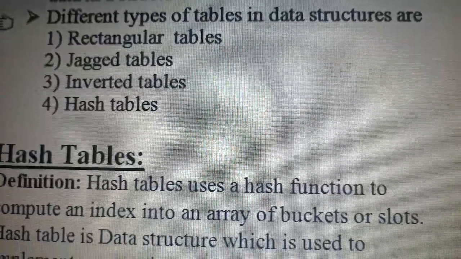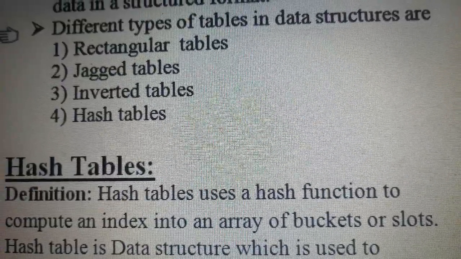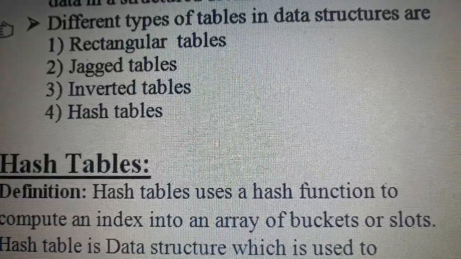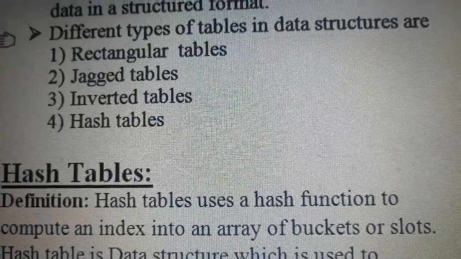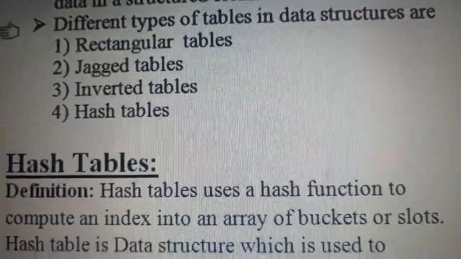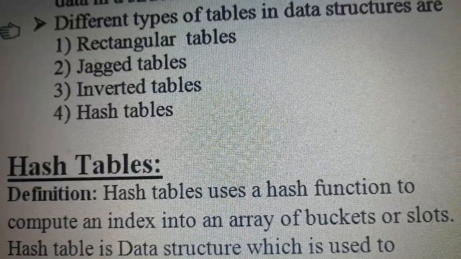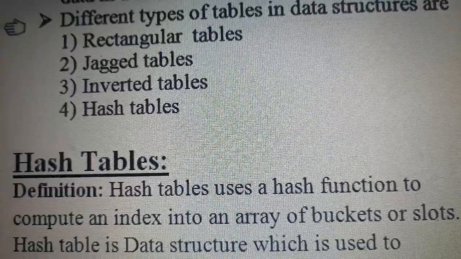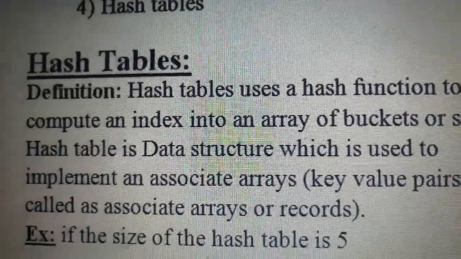In rectangular tables, for every row there will be an equal number of columns. Suppose you take a matrix int a[3][3], that is 3 rows and 3 columns. Whereas with jagged tables, we can define the column size individually for each and every row. Inverted tables are the opposite of rectangular tables. And the most important among these, which we need to discuss, is the hash table.